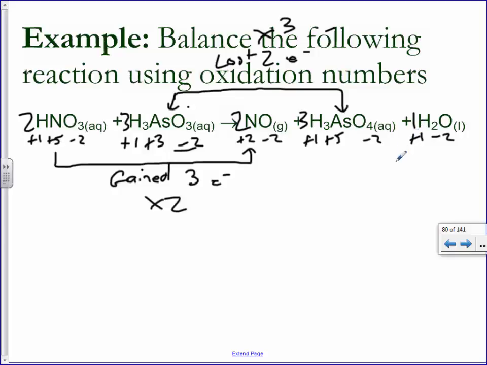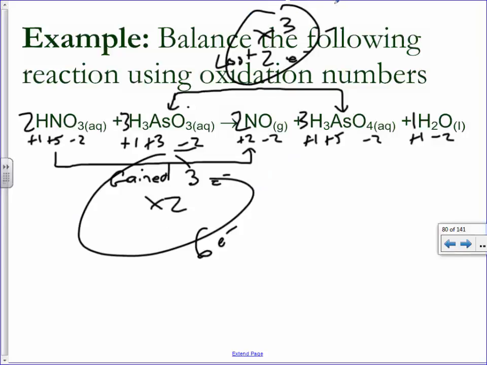So basically the method is use oxidation numbers, figure out who goes up and who goes down. Use the lowest common multiple of the 2 of them to figure out how to make the electrons fit. Since I had to times this by 2 to get a grand total of 6 electrons, and this one as well by 6 electrons, it now tells me that this one and this one have to be a 2, and this one and this one have to be a 3. Everything else just balanced by looking at it.